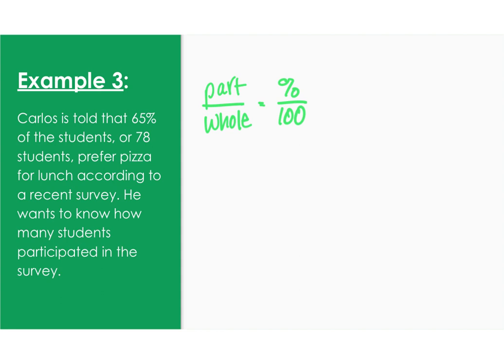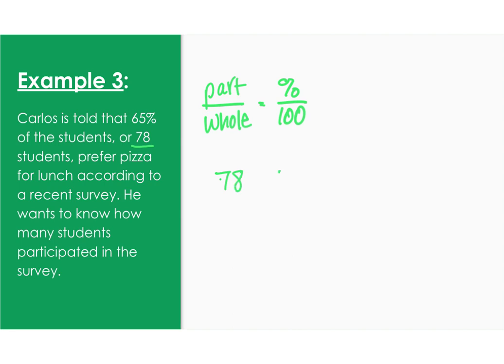Okay, Carlos is told that 65% of the students, or 78 students, prefer pizza for lunch according to a recent survey. He wants to know how many students participated in the survey. So we have to determine if the 78 is the part or the whole. And it says 65% of the students or 78. That means 65 goes with 78. So that is our part.